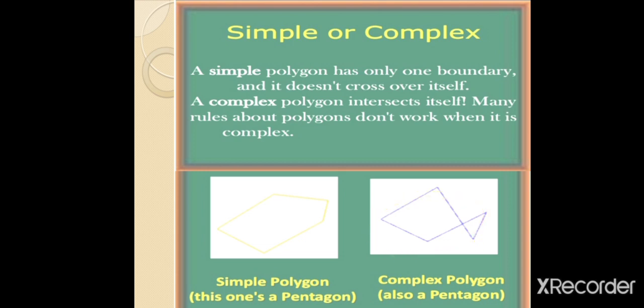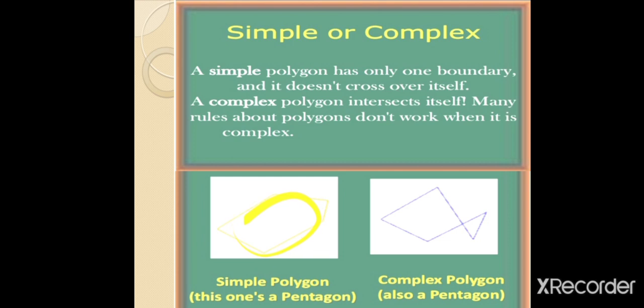Within the second example, here it is shown as intersecting with each other, which means the boundary is going to intersect itself, then it is called complex. The complex polygon intersects itself. Many rules about polygons don't work when it is a complex one. So this is the example of complex.